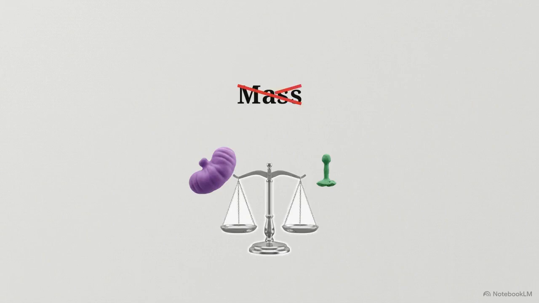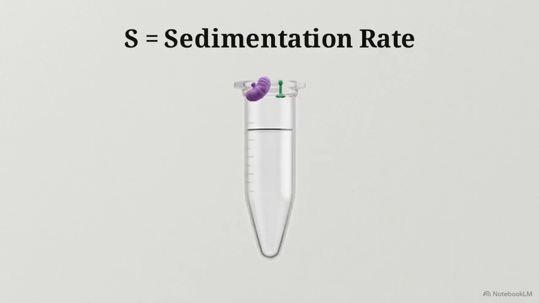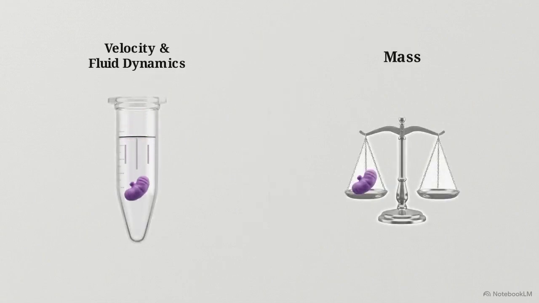Instead, a Svedberg unit measures a sedimentation rate. When a biologist puts these particles into a laboratory centrifuge and spins them, the S value tells us exactly how fast they sink to the bottom of the tube. Mastering this math depends on analyzing velocity and fluid dynamics instead of mass.